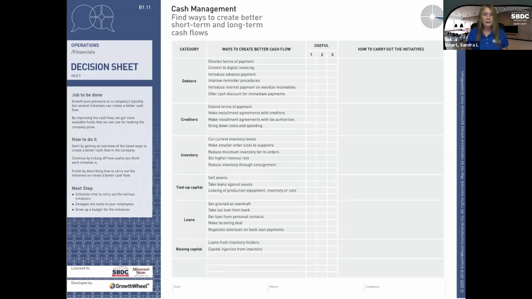Definitely making sure that you're including interest payments on any overdue receivables that you have, and clearly stating that on the invoice. And then also you could think about offering cash discounts for immediate payments. That would help improve your cash flow. And that's a cost benefit analysis on, does it help improve your cash flow enough? Is it worth it? And then determining what that discount might look like.